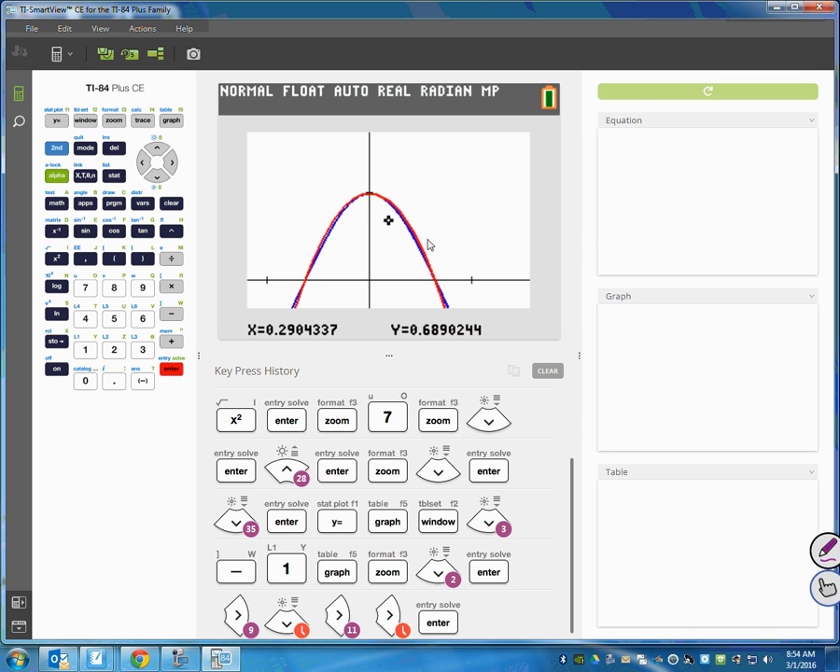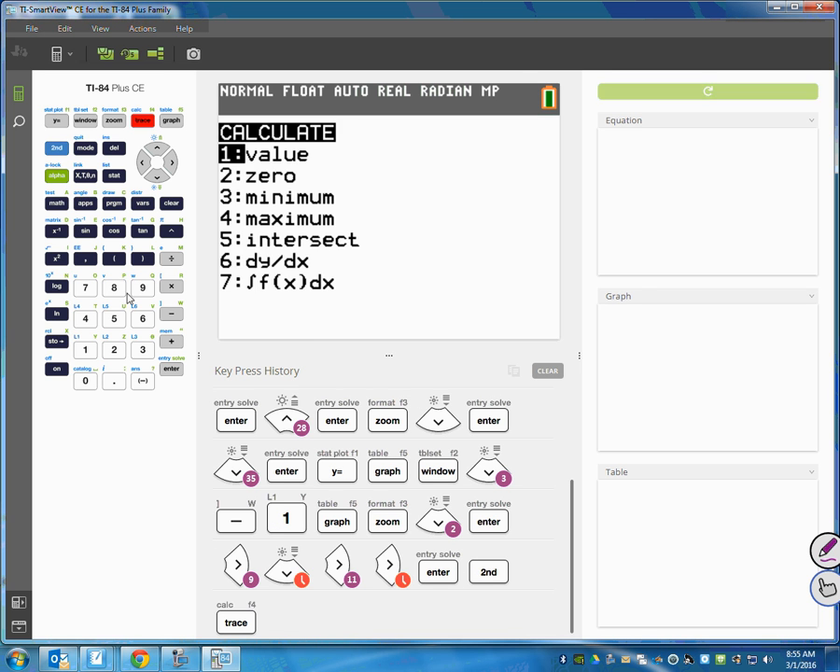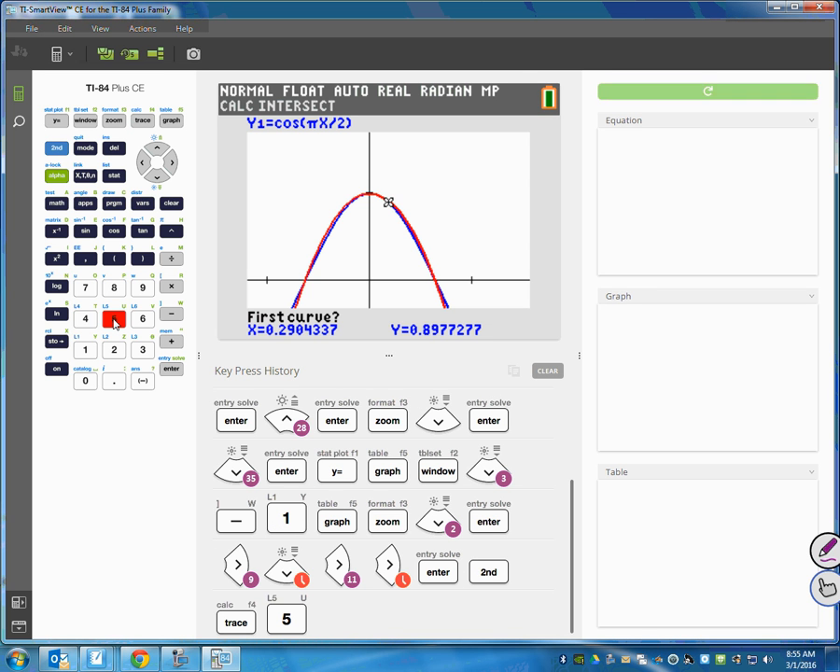The red one that was on top, right? And so we could find this intersection point again by doing second calc over 5 intersect. And again, if you have only 2 graphs done and you just hit enter, it will always keep it. Also, you can scroll to find your intersection point. You can also just type in a number if you want to guess what the intersection point is.